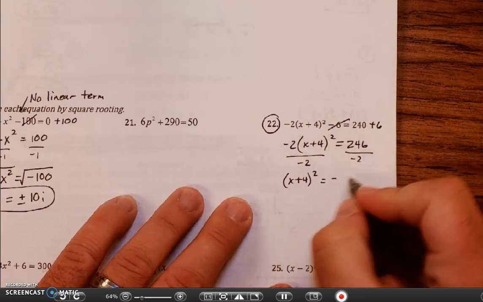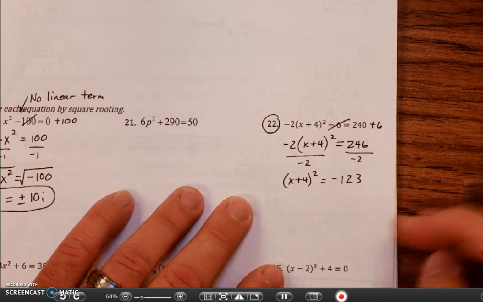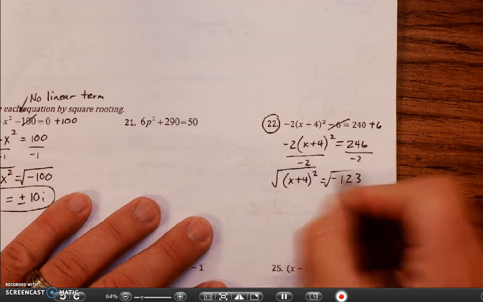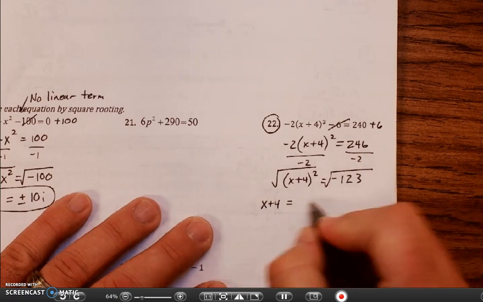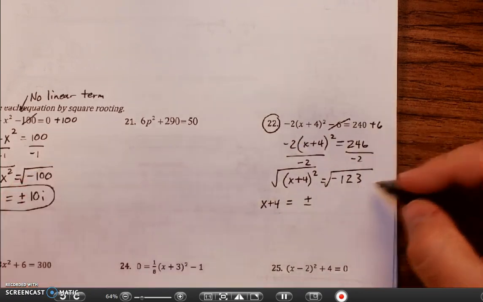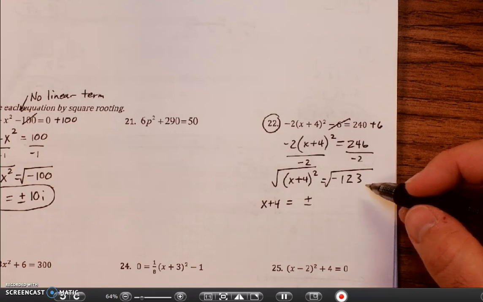What would that be? Negative 123. Then I need to take the square root. So this would give me x plus 4 equals positive and negative. Remember, there's always going to be a plus and a minus. Now, 123. Do any perfect squares go into 123?